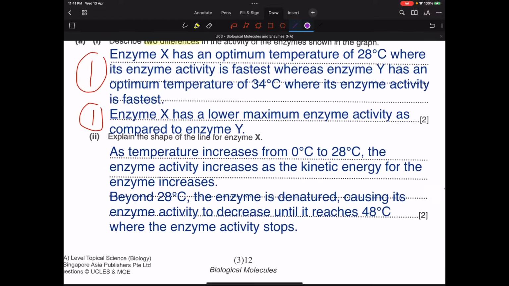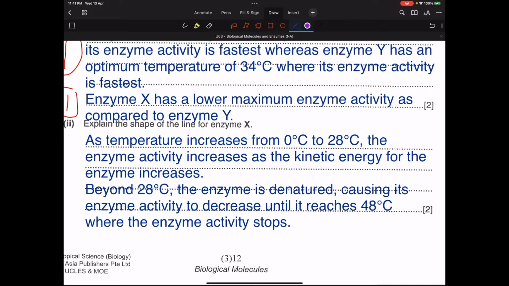As temperature increases from 0 degrees Celsius to 28 degrees Celsius, the enzyme activity increases. And I think you should state in that the kinetic energy for the enzyme increases. Beyond 28 degrees Celsius, the enzyme is starting to get denatured, causing its enzyme activity to decrease until it reaches 48 degrees Celsius, where the enzyme activity stops. Okay, you can go ahead and pause at this point to take down some of the answers for these questions as well.